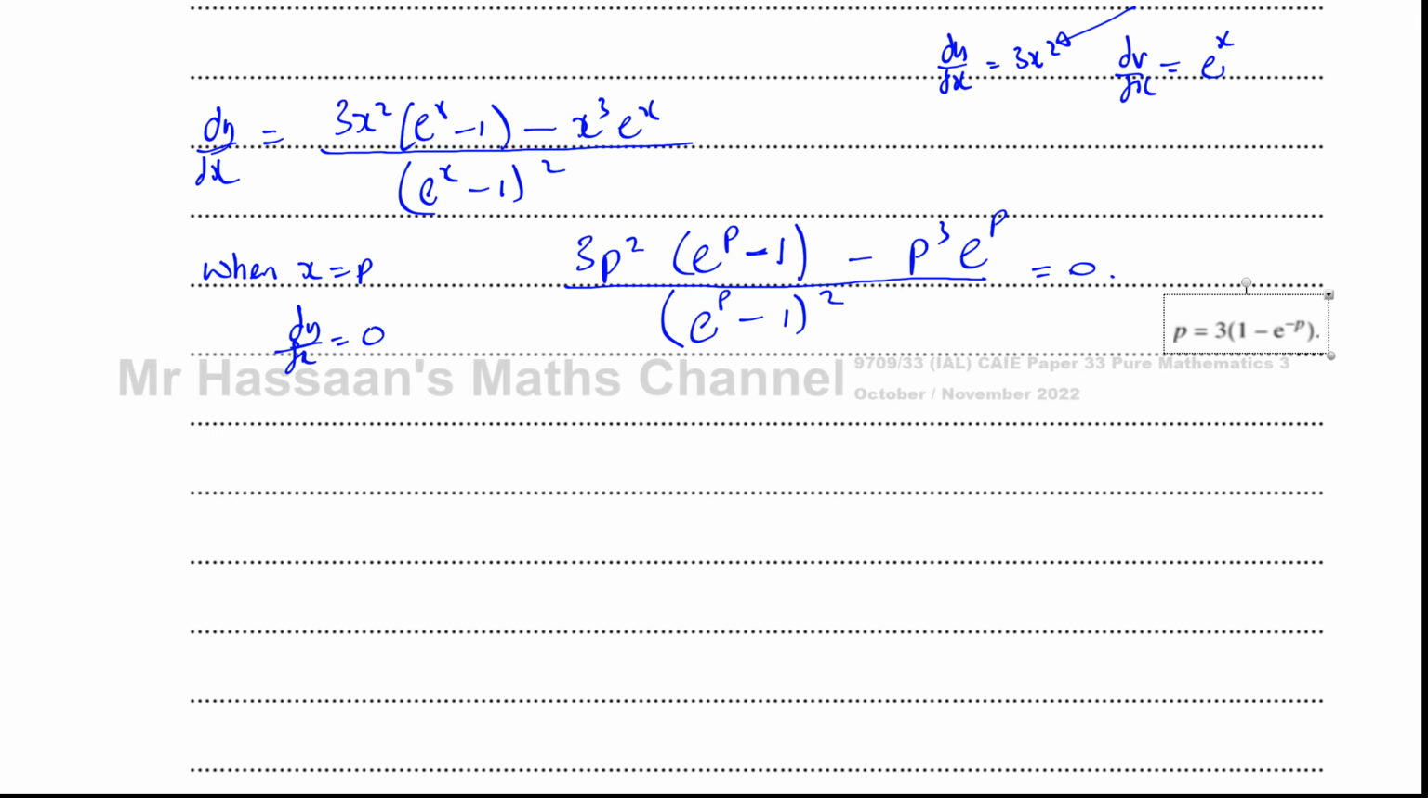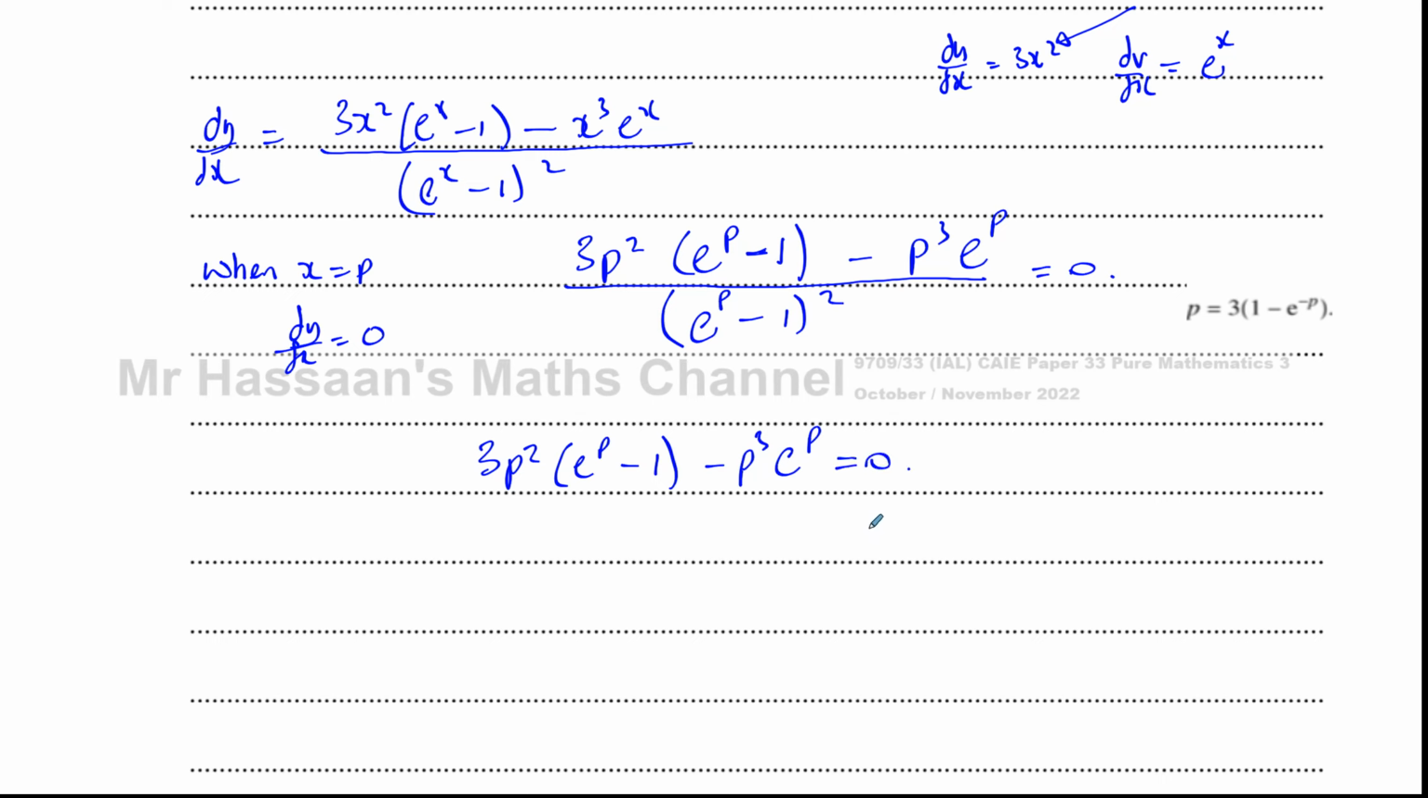Okay, so when I have this over here, just to keep it in mind, we have to make sure that this ends up being like this. So the first thing we can do is multiply both sides by e to the power of p minus 1 squared, in which case we get 3p squared times e to the power of p minus 1 minus p cubed times e to the power of p equals 0.